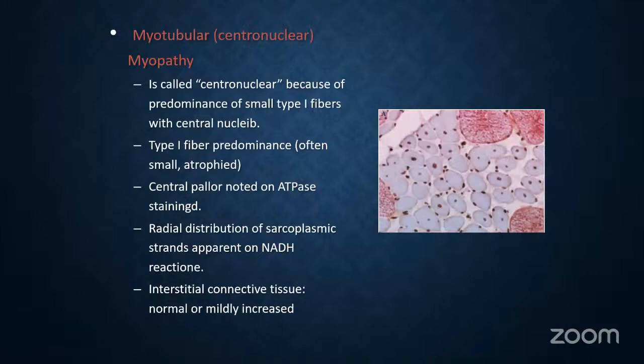Centronuclear myopathy or myotubular myopathy is called centronuclear because of the predominance of small type 1 fibers with central nuclei. The type 1 fiber predominance is often small and atrophied. There is central pallor noted on ATPase staining, and radial distribution of sarcoplasmic strands is apparent on NADH reaction.